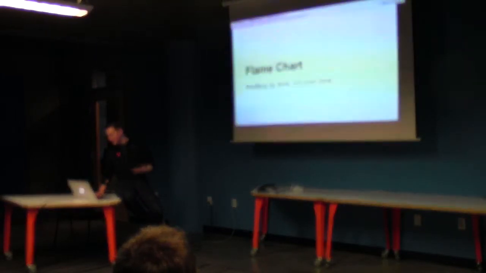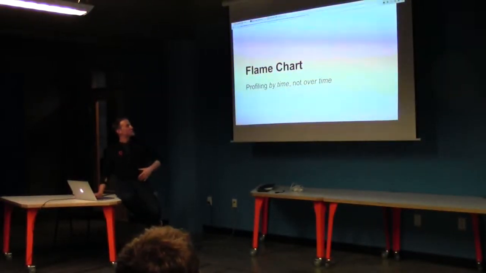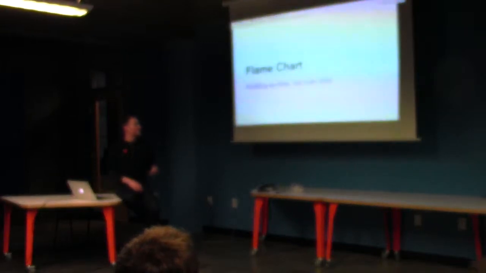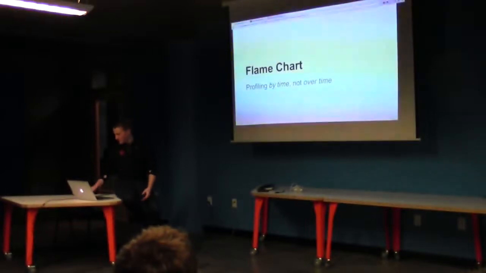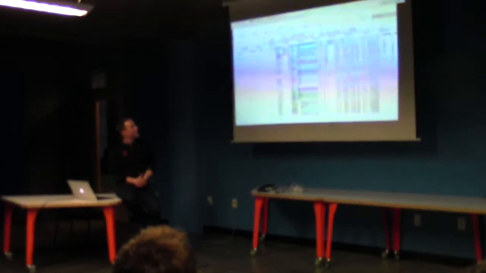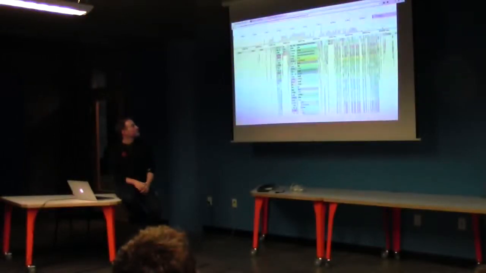And flame charts, because flame is a cool word. It also lets you view all this information in the flame chart. And the cool thing here is that the flame chart is by time and not over time. The other two views are aggregations over the entire profile. Your flame chart is these events as they're happening in time. So they did away with all our cool colors, because they don't really have any meaning in this view anymore.